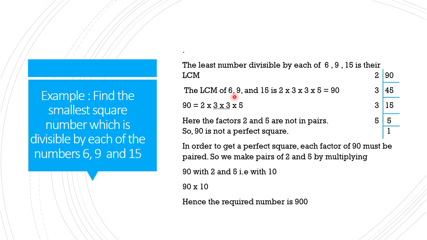Okay. So first of all we have to find the LCM of 6, 9 and 15 and we get it as 90. And this 90 is not a perfect square. So we have to make this number a perfect square. How? We first do the factorization, and we get 2 into 3 into 3 into 5, and here 2 and 5 are not in pair. So we have to multiply the number 90 by 2 into 5, that is by 10. So multiplying 90 by 10 we get 900. So 900 is the required number. Okay children.